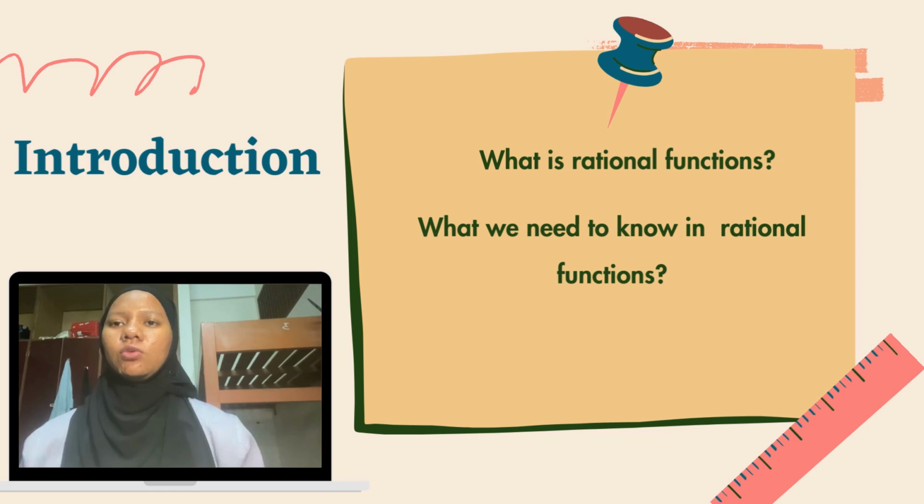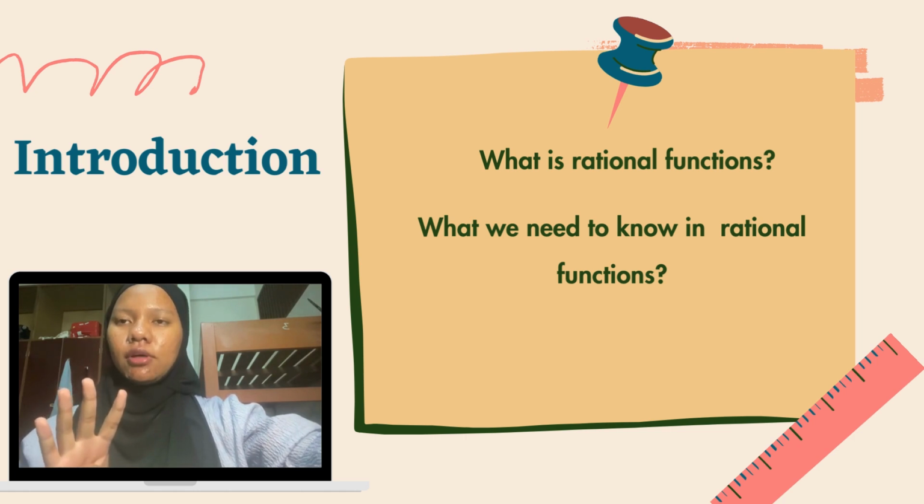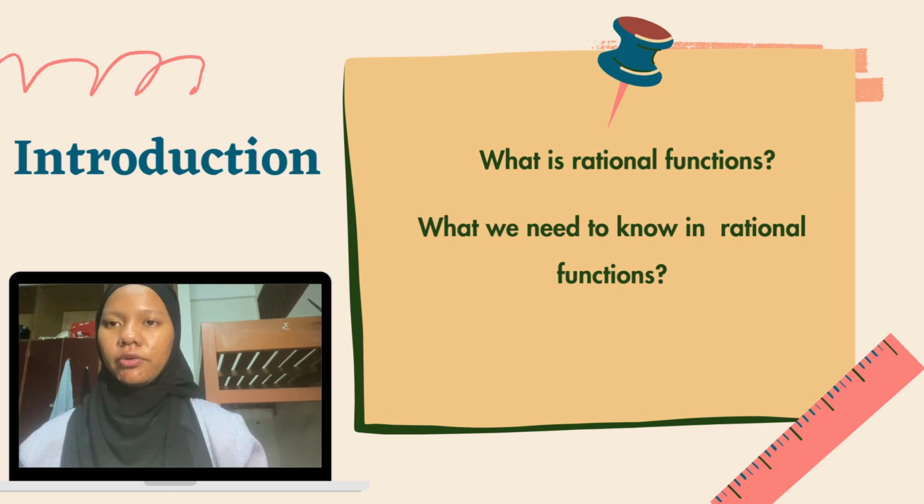What you need to know in this topic are four main things: vertical asymptote, horizontal asymptote, x and y intercepts, and lastly how to sketch the graph using the above information. In this video, my friend and I will teach you how to find and calculate the four main things I have mentioned.